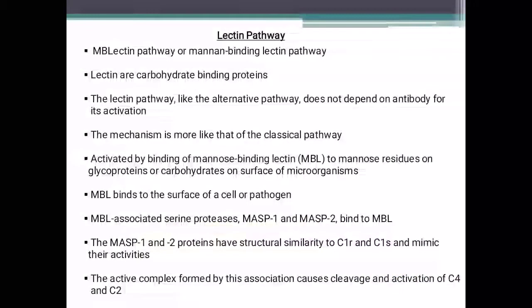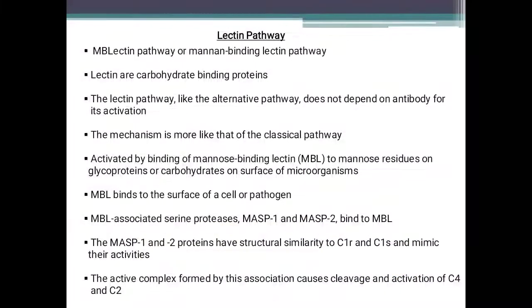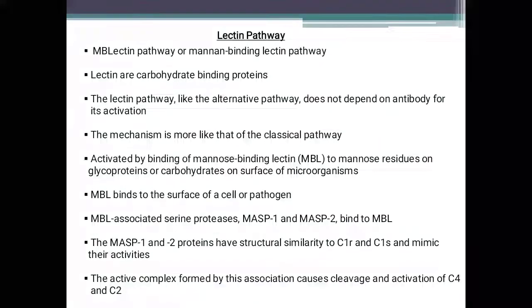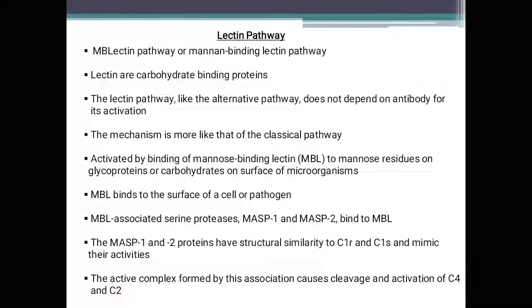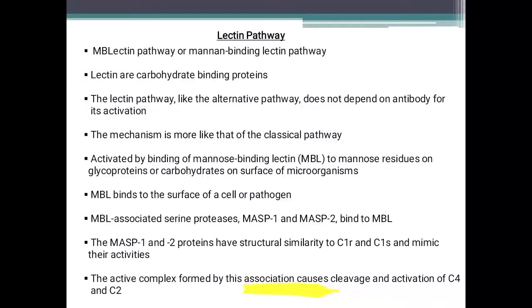The lectin binding pathway is activated by the activation of MASP1 and MASP2 proteins, because MASP1 and MASP2 have structural similarity to C1r and C1s, so they also mimic their functionality. The active complex causes cleavage and activation of C4 and C2, just like in your classical pathway.